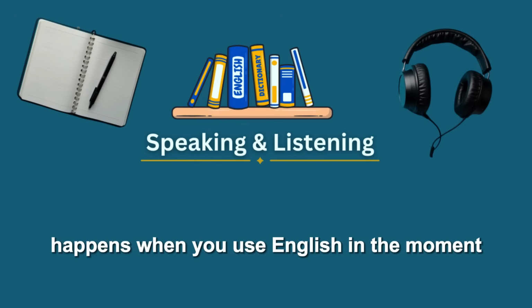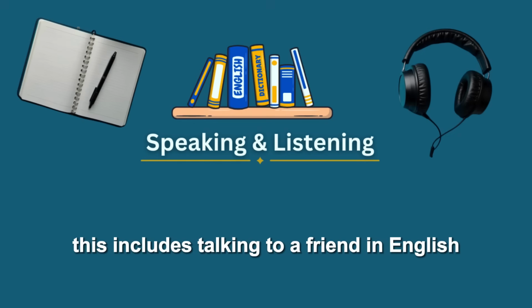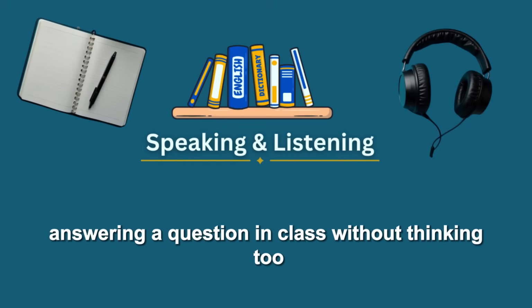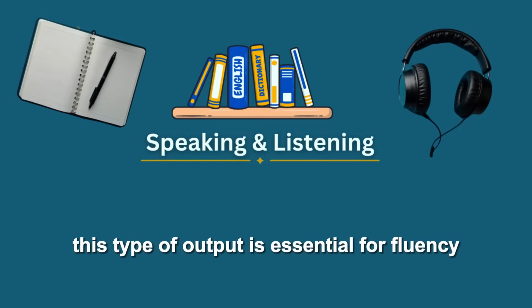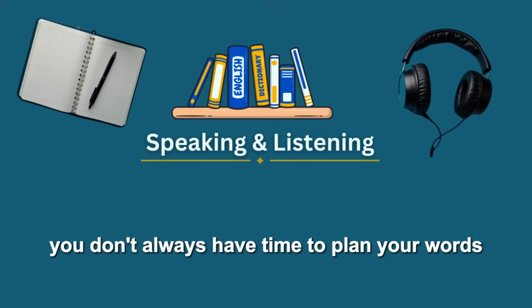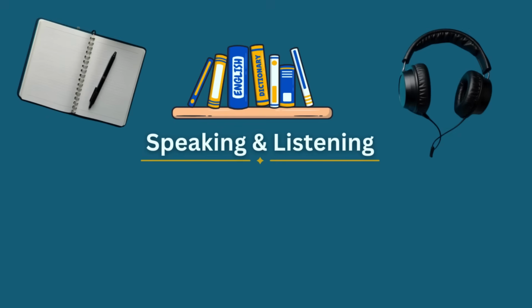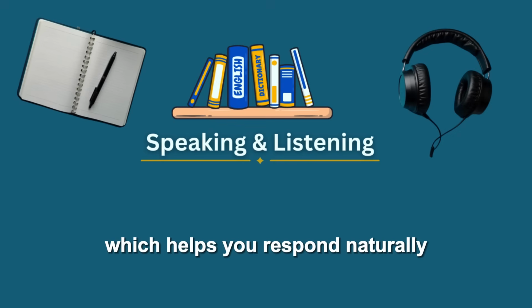Spontaneous output happens when you use English in the moment without preparation. This includes talking to a friend in English, answering a question in class without thinking too much, speaking English while shopping or traveling. This type of output is essential for fluency because, in real life, you don't always have time to plan your words. Spontaneous speaking forces you to think quickly in English, which helps you respond naturally.